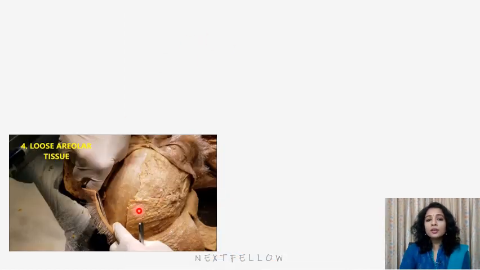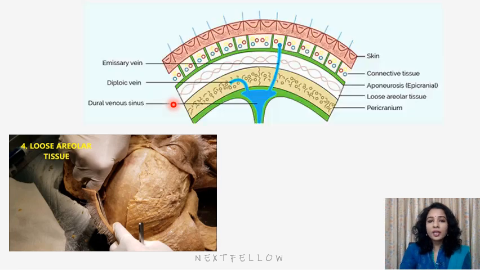Next, the loose areolar tissue, which is the fourth layer of the scalp. The layer of loose connective tissue separates the aponeurotic layer from the pericranium, and this layer facilitates the movement of the scalp proper. That is, the top three layers together are called the scalp proper. So it helps in the movement of the scalp proper over the calvaria. Because of its consistency, infections tend to localize and spread through the loose areolar tissue. That is the reason the loose areolar tissue is otherwise called the dangerous layer of the scalp.